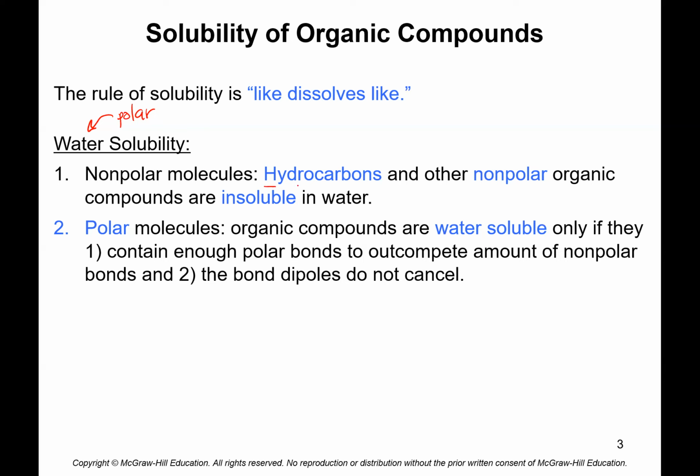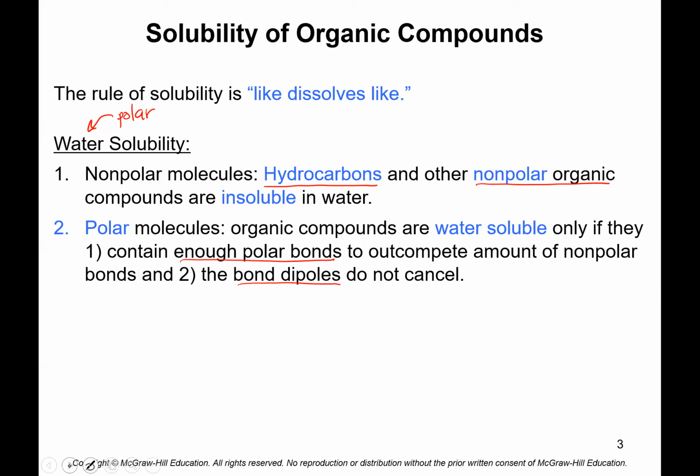So again, hydrocarbons, which contain only carbons and hydrogens, that's an easy classification, it's nonpolar. Then other nonpolar organic compounds, all of those will be insoluble. For polar molecules, we have to consider whether they contain enough polar bonds to basically outcompete the amount of nonpolar bonds. And then we need to determine whether those polar bonds, if they are present, will cancel. All right, so that is how we can determine if something will be soluble in water.